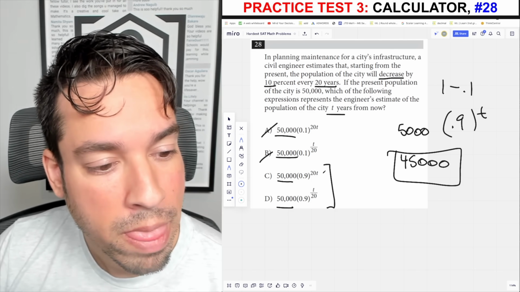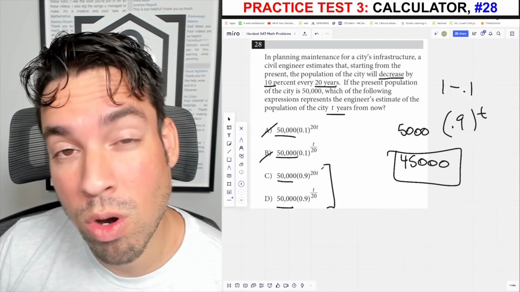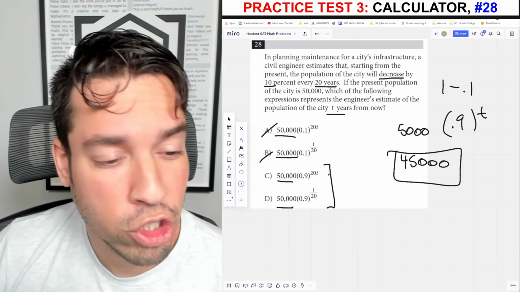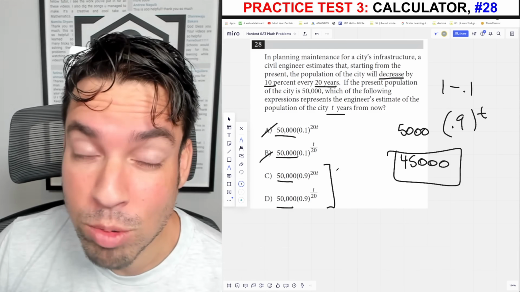Well, if I plugged in 20 up here, it'd be 0.9 to the 400th power, which is huge. It's going to be crazy. It's going to be nothing close to 45,000. It's going to be really small.